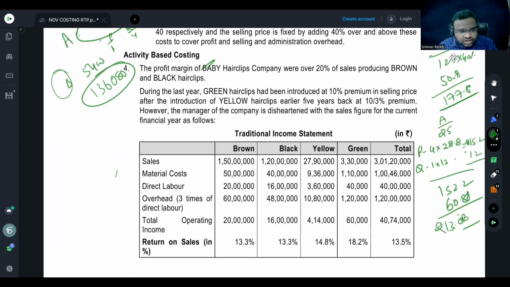Please understand. I'm assuming that you have read all the chapters and are using this RTP as a revision.